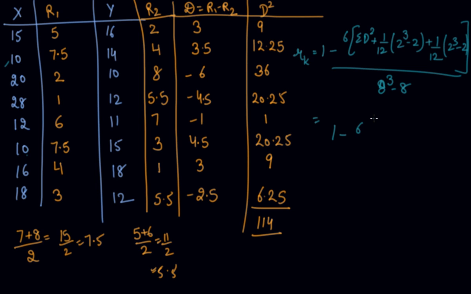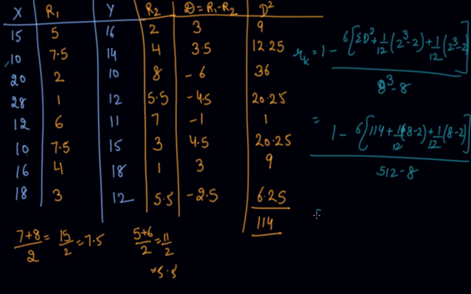So 1 minus 6 into 114 plus 1 by 12 into 8 minus 2, plus 1 by 12 into 8 minus 2, divided by 512 minus 8. So we get 1 minus 6 into 115 divided by 504. So we get 1 minus 1.36, which is minus 0.36. So there is a negative correlation between the series. I hope you have understood this.